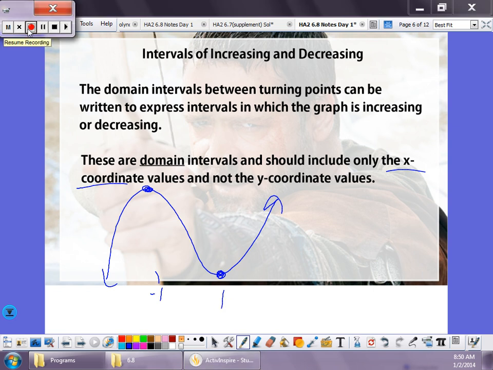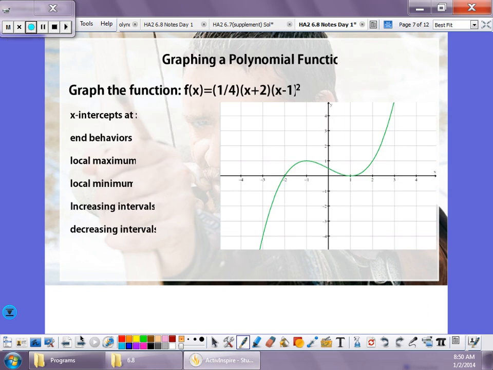All right, so let's look at an example of one of these. Graph the function f of x equals 1/4 x plus 2 times x minus 1 squared. You're given the graph here.